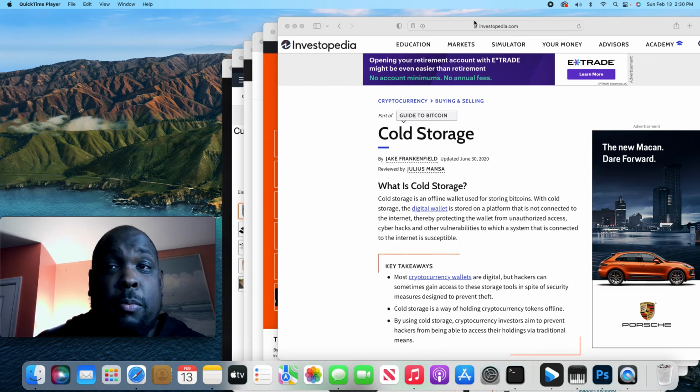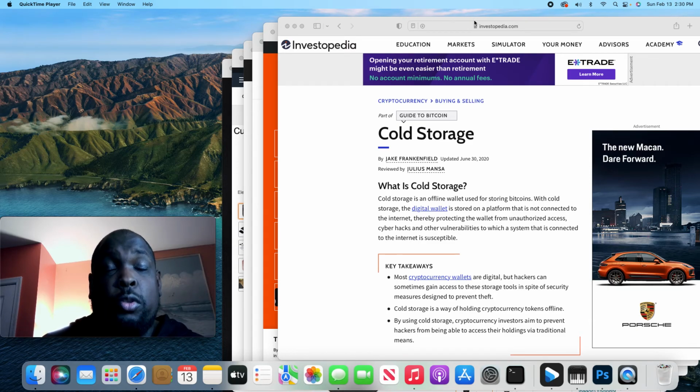Last video we talked about hot wallets, crypto wallets that are connected to the internet, and today we are going to be talking about cold wallets. All right, now cold wallets are crypto wallets that are not connected to the internet. They're also referred to as hardware wallets.